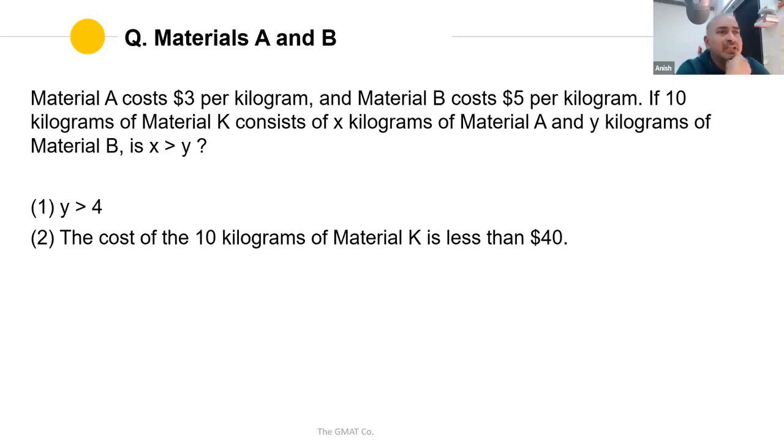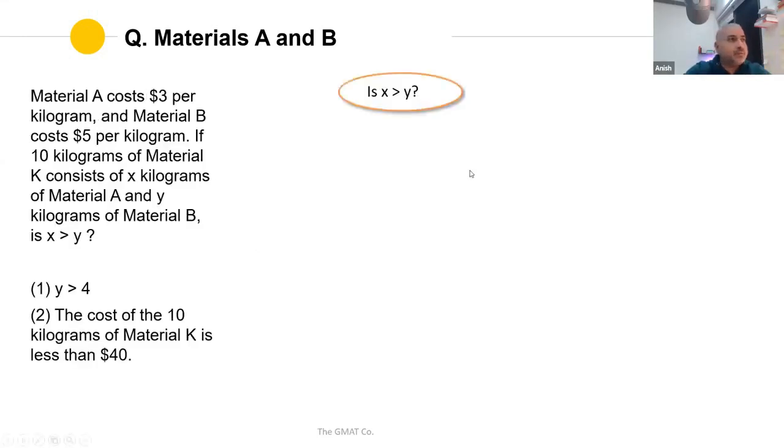The question is, in that 10 kilograms mixture, is the weight of material A more than the weight of material B? Is the weight more or not? That's the question. Do we need to calculate the exact weights? No. All we care about is, is the weight more? Is X greater than Y? Is the number of kilograms of material A more than the number of kilograms of material B? That's the question.